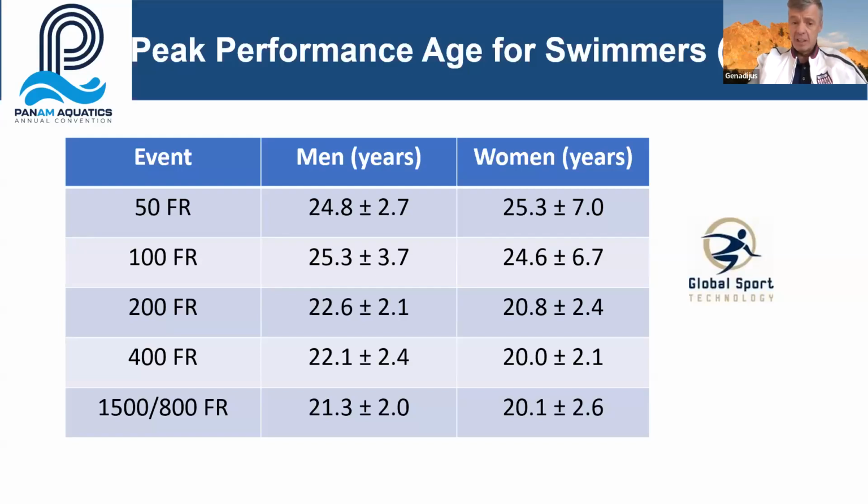So over 200 freestyle, as you see, swimmers are younger. Elite level swimmers in the top 10 in the world are younger, age 22.6 for men and 20.8 for women. And the longer the distance, the younger the swimmers are, because in swimming you are better in longer distances at a younger age. It's different than other sports. For example, in running, distance runners are older than sprinters.